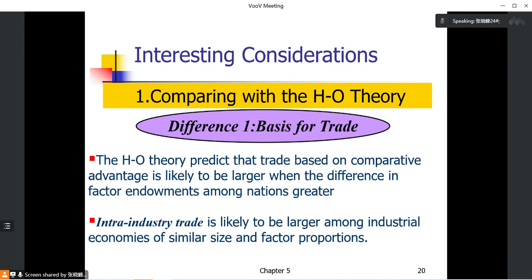That is when the differences affect endowments, such as natural resources, labor resources, technological innovation and things like that. Intra-industry trade is likely to be larger among industrial economies of similar size and factor proportions.